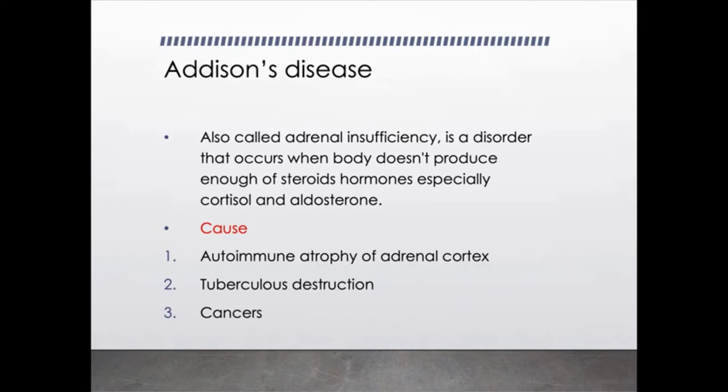There can be multiple reasons. A few of them are mentioned here. For example, autoimmune atrophy of the adrenal cortex. If there is autoimmune destruction of the cells of the adrenal cortex, it means the cells are not there, so they won't produce the adrenal cortical hormones. Second is tubular destruction. Due to the tubular destruction, again the cells are destroyed and they are not producing sufficient hormones. The last one: if there is a cancer which is compressing those cells, or a cancer which inhibits the normal functioning of the cells, then obviously the hormones will be low.